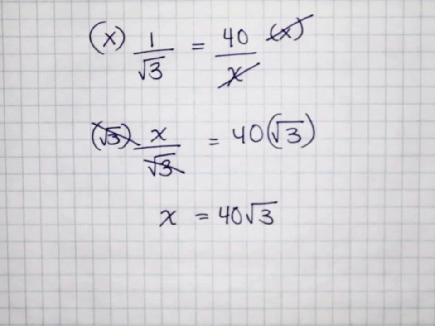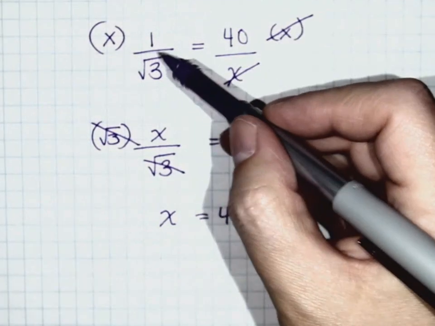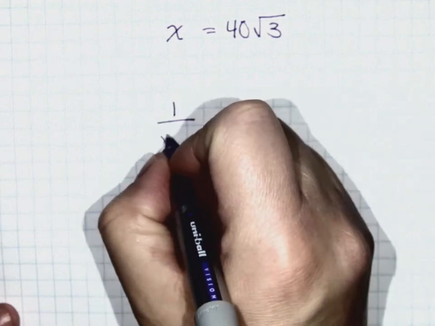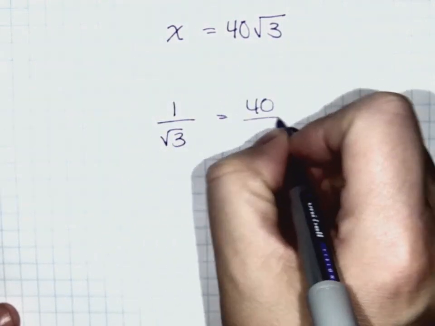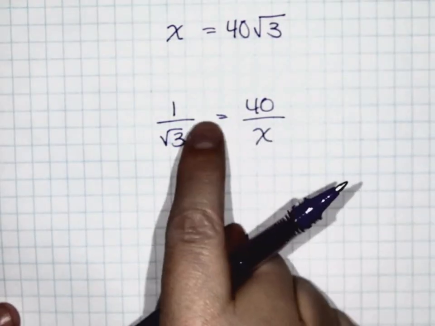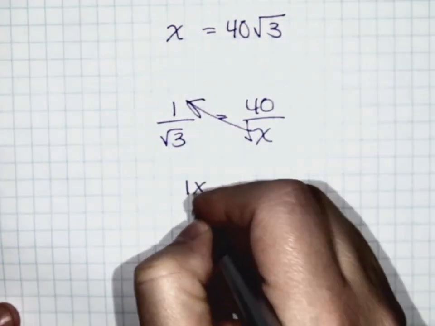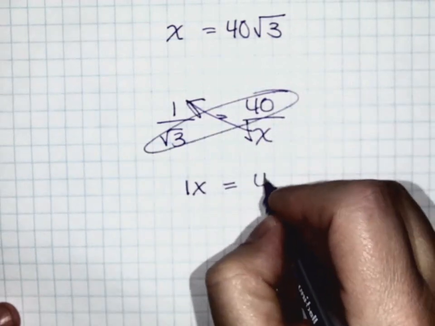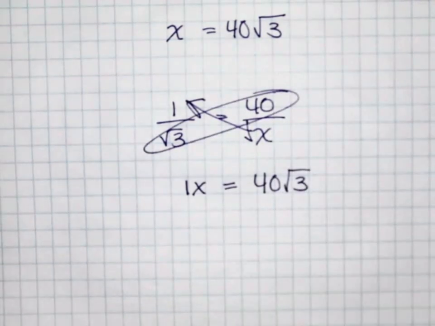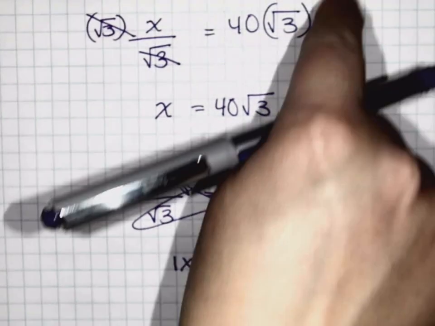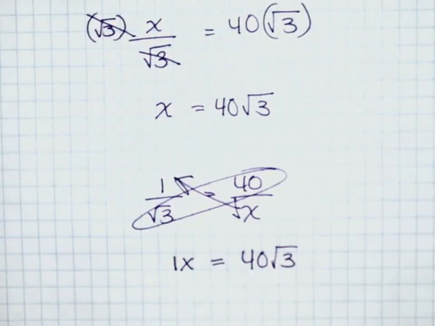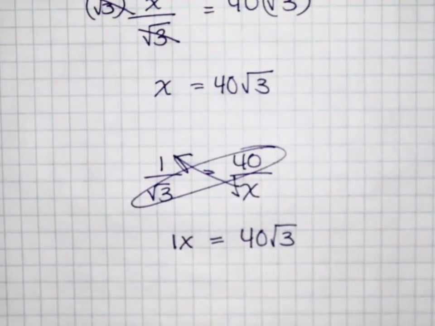So if you weren't sure how to tackle it, cross multiplying, when there's one fraction on this side, so if I have 1 over root 3 equals 40 over x, one fraction separated by an equal sign, multiply those two, and then multiply those two. That's a lot easier math, but it's like a trick. It's not the actual math process. But I think if you understand the full process, doing it quickly isn't a bad thing.